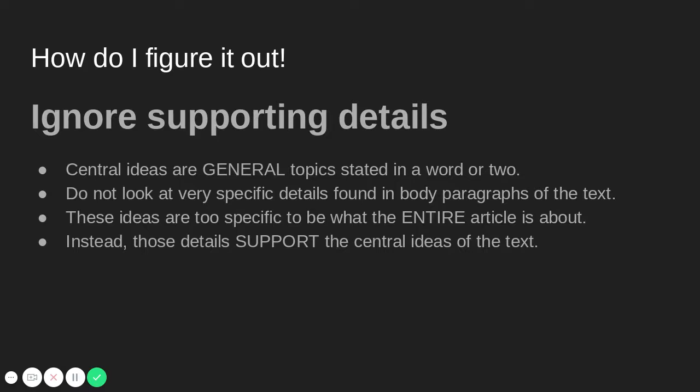Central ideas or main ideas are general topics stated in a word or two. So do not look at the very specific details found in body paragraphs of the text. Those are too specific to be what the entire article is about. Instead, those details support that central or main idea.